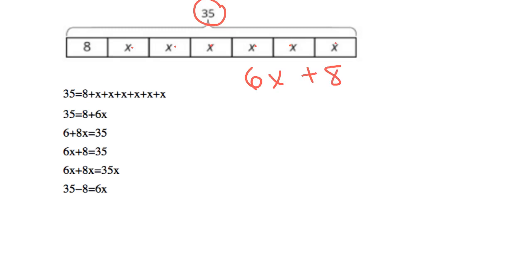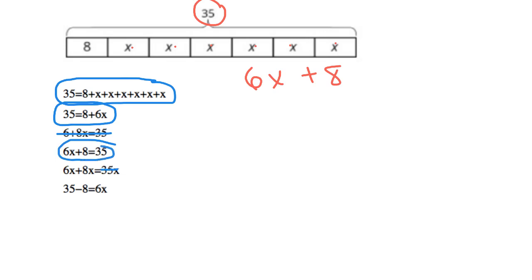So on this one, we have all the x's, the 8 and the 35, so we know that that one will work. We have 6x plus 8, or 8 plus 6x equals 35, so this one works as well. 6 plus 8x, we don't have 8 x's, so that one will not work. 6x plus 8 equals 35, we've got that one right there. 6x plus 8x, we don't have 8 x's, we have an 8x total.